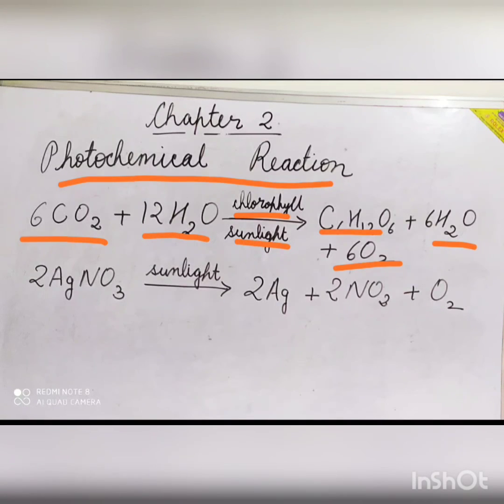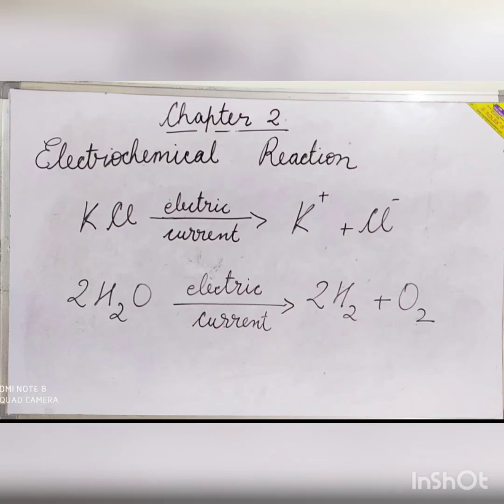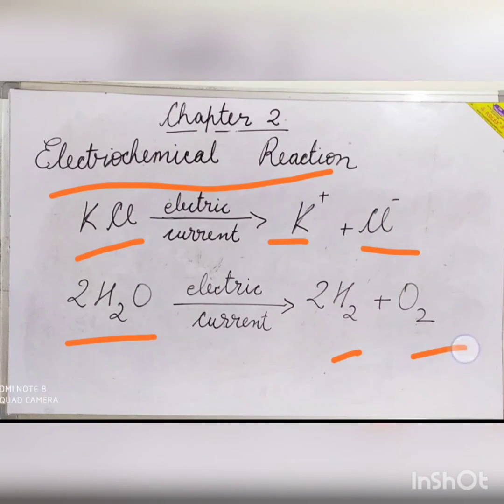Next example of a photochemical reaction is the decomposition of silver nitrate. Silver nitrate in the presence of sunlight decomposes into silver, nitrogen dioxide and oxygen. Electrochemical reaction. It is a reaction that occurs with the absorption of electrical energy. For example, fused potassium chloride on passing current through it breaks into charged particles or ions of potassium and chloride. Acidulated water breaks into hydrogen and oxygen on the passage of electric current. Thank you.